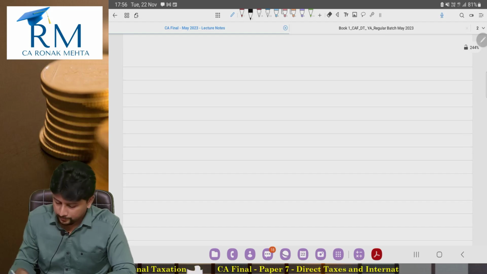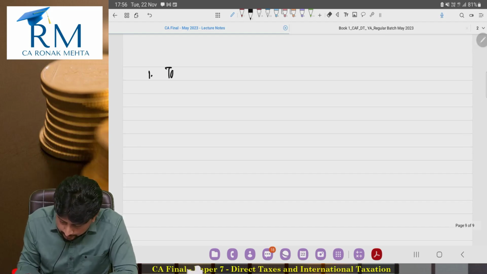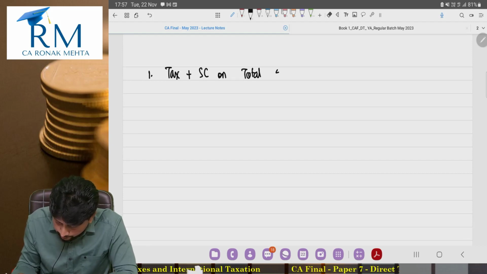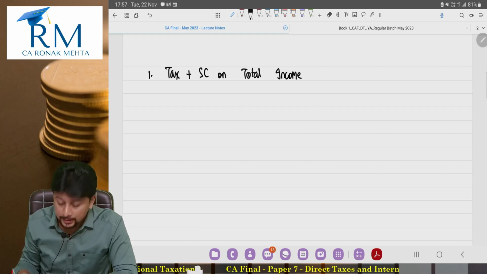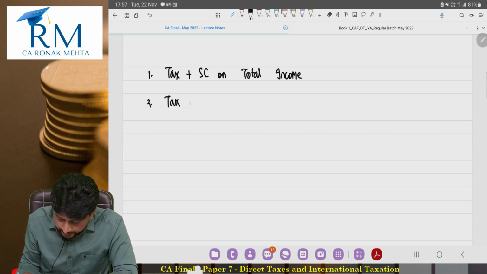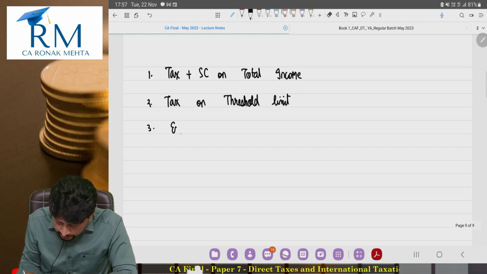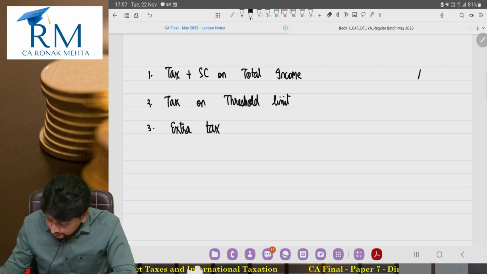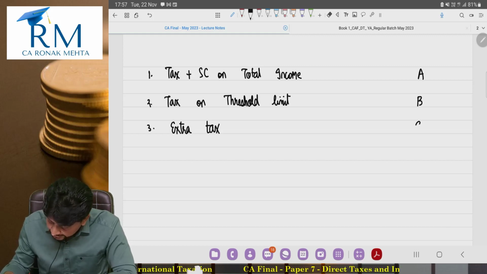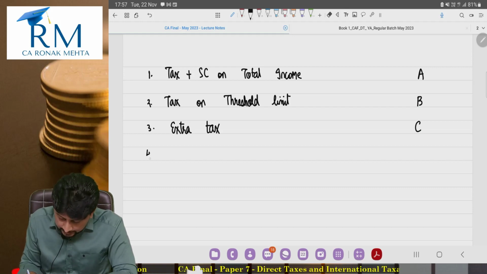What will I do? Step 1, I will calculate tax plus surcharge on my total income. Step 2, I will calculate tax on my threshold limit. Now the difference between these two taxes is the extra tax. So suppose I say this is A and this is B, so my extra tax is C. Then I calculate my extra income.